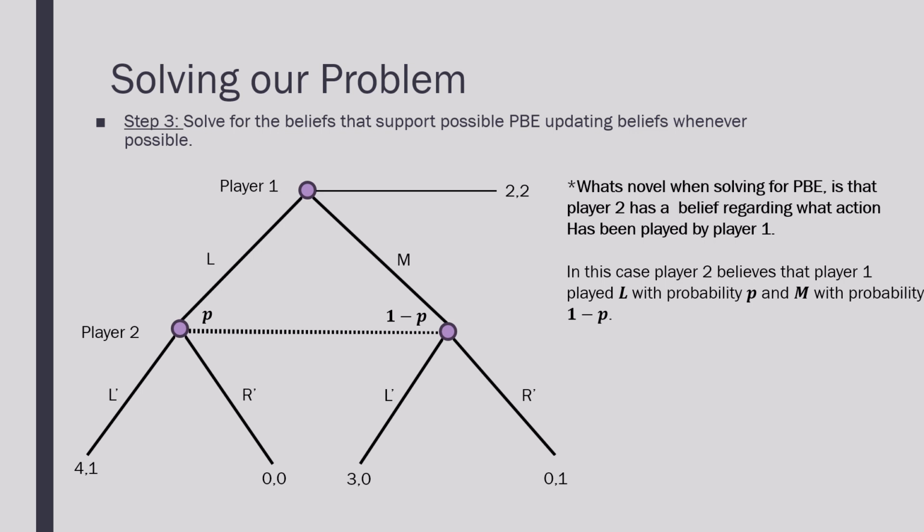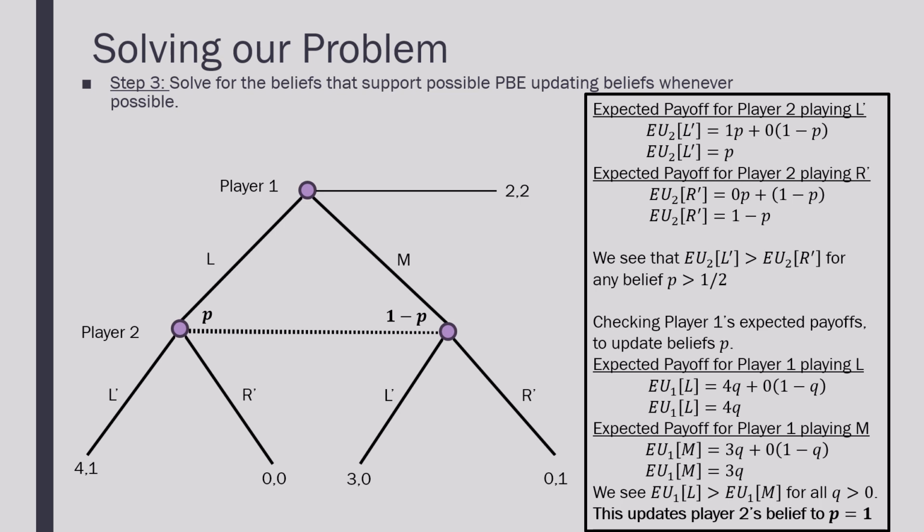Now this is going to be the same comment I'm going to be making as before. What's novel when solving for a perfect Bayesian equilibrium is that player 2 has a belief with regards to the actions that have been played by player 1. In this case, player 2 believes that player 1 has played L with a probability of P and M with a probability of 1 minus P. What we do with those beliefs now is that we compute the expected payoff player 2 gets from playing left and with playing right. We see in this case, however, that the expected payoff of playing L for player 2 is going to be higher only when P is greater than 1/2.